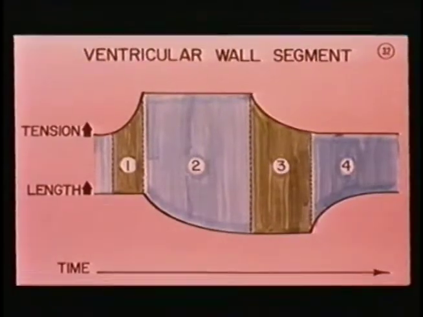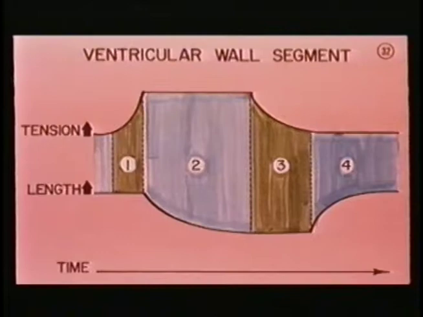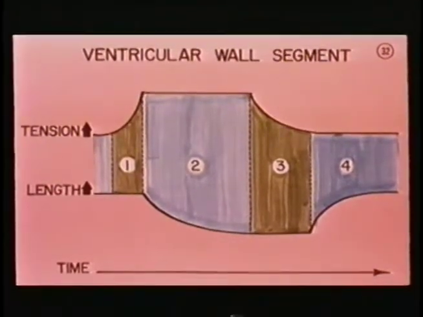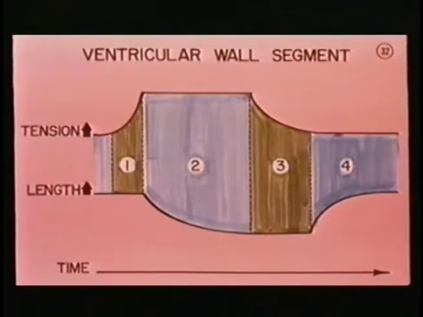Slide 32. As we see here, the tension and length changes in a ventricular wall segment are similar to the pressure and volume changes in the ventricular cavity. Phases 1 and 3 are of constant length, while phases 2 and 4 are of constant tension.